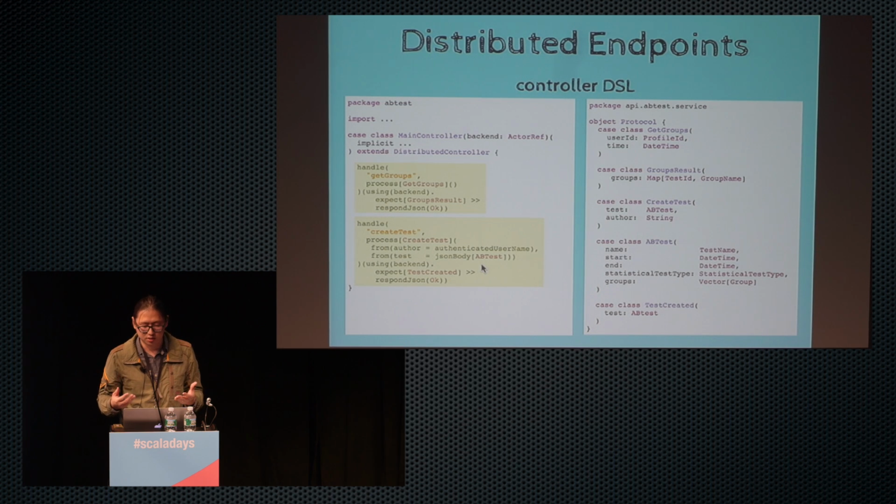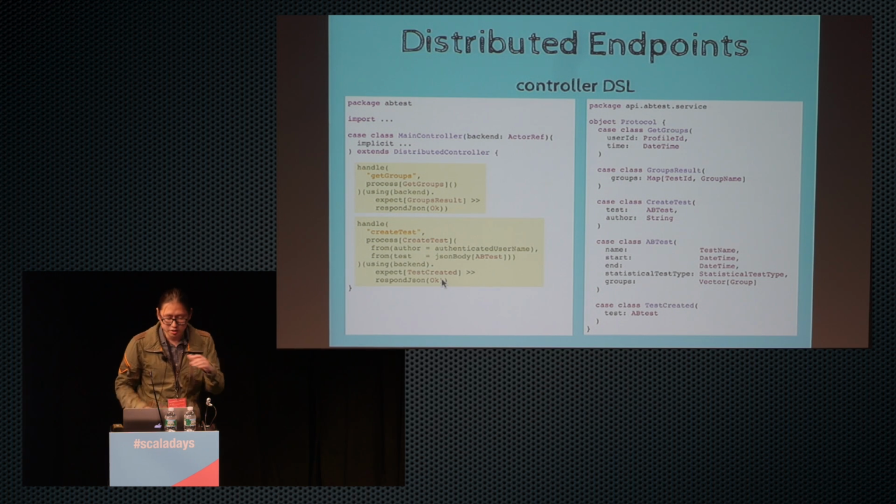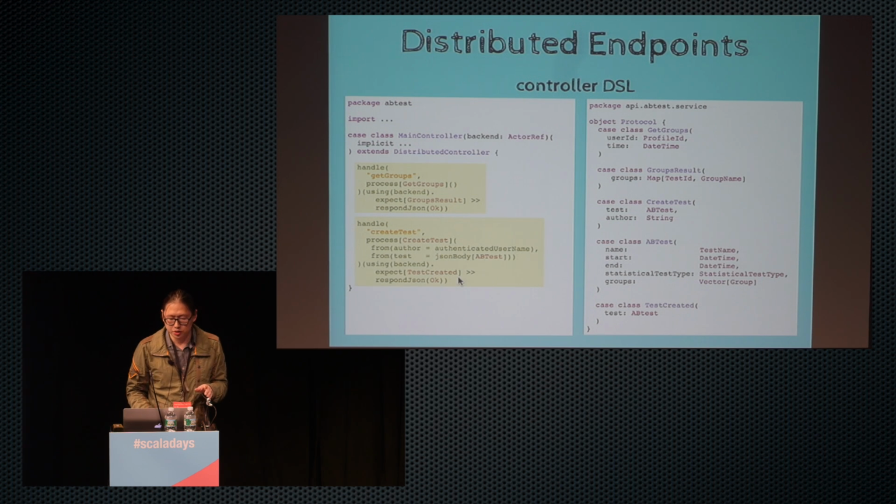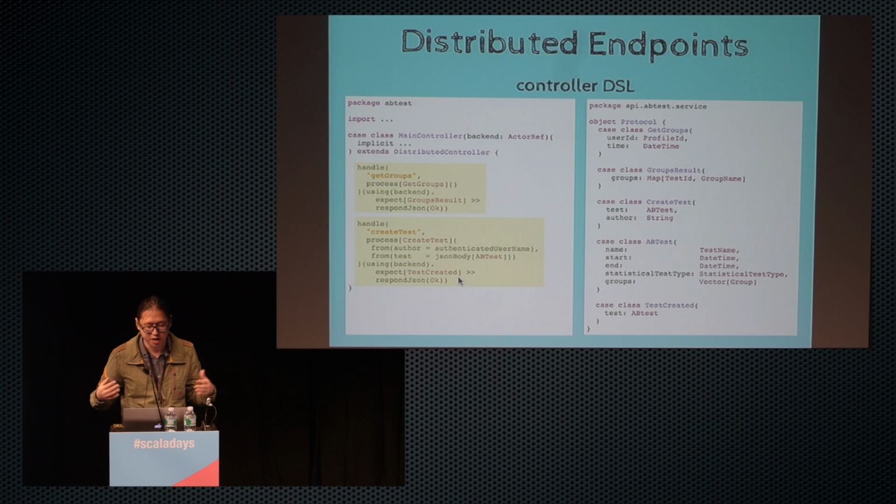And from that, the REST endpoint constructs the create test message and sends it to the backend. The backend here, as you can see, is just the actor ref passed in, and the backend is going to do all the job. The DSL says I'm going to expect a test created message back from the backend and simply respond JSON OK. And it automatically uses a formatter of test created and creates a JSON out of that case class. But if the backend doesn't return a test created, it will return an error message like a 500 or 404, depending on how our cross-cutting error message handling mechanism is defined.